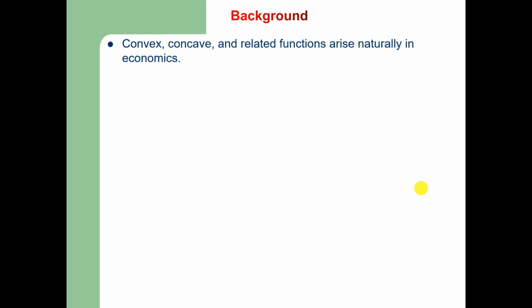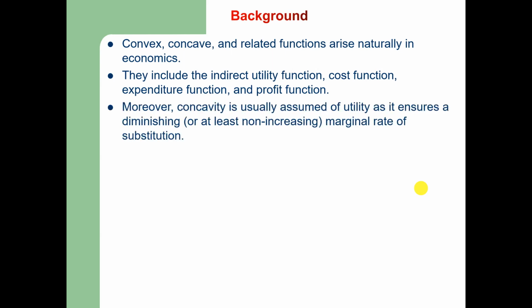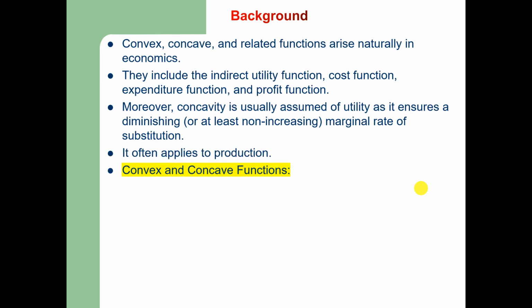My dear students, as you know, convex, concave and other related functions naturally arise in economic theory, and these functions include utility functions, cost functions, expenditure functions, profit functions, production functions, and so on. Moreover, concavity is usually assumed of utility as it ensures a diminishing marginal rate of substitution. It often also applies to production theory, or theory of production. Now let me discuss convex and concave functions.